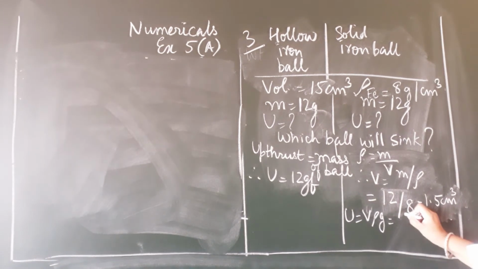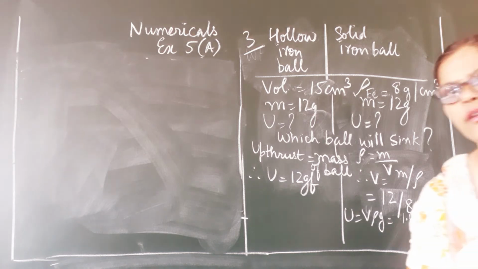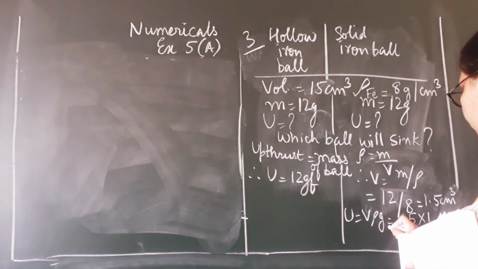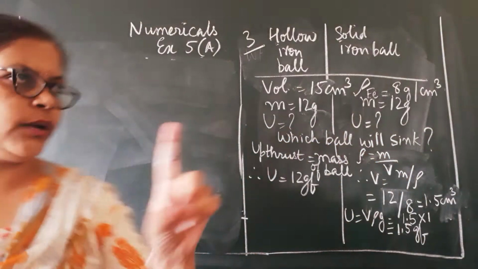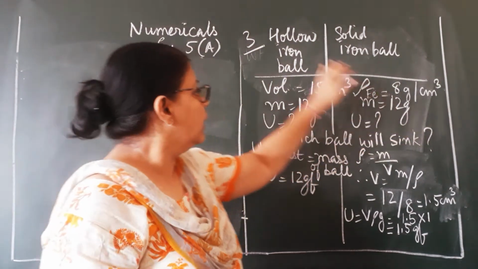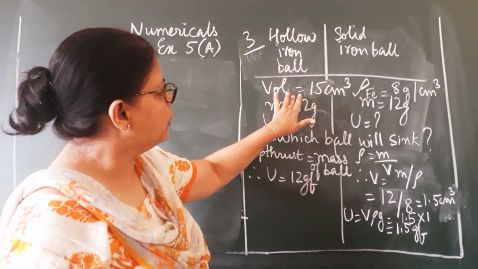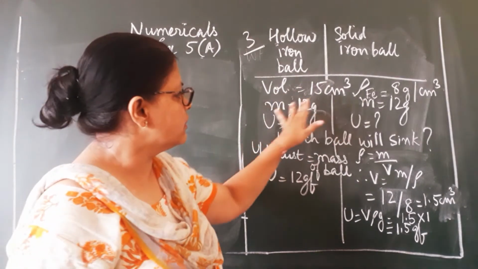What is V? 1.5. What is rho? Because it is water, it is 1. And G is not given, so we will not substitute the value. So therefore, what is the upthrust? 1.5 GF. Okay children, just have a look very carefully once again. You have two balls, solid and hollow. In the solid ball the volume is given, but in the hollow ball the volume is not given. Mass in both the cases is the same.